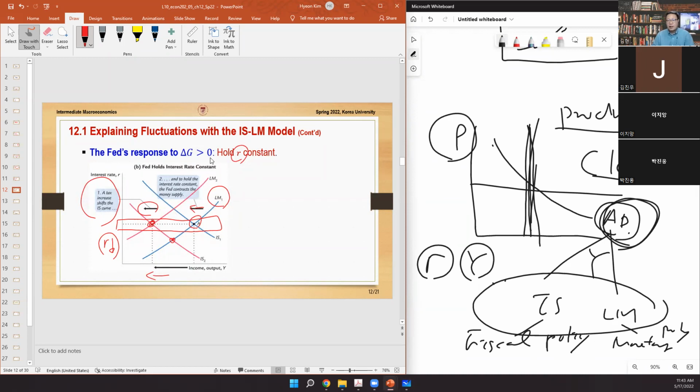So based on these two different proposals, the behavior of the LM curve, or the operation of the money market controlled by monetary authorities, will be different.